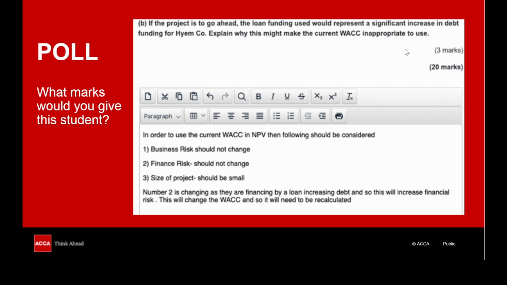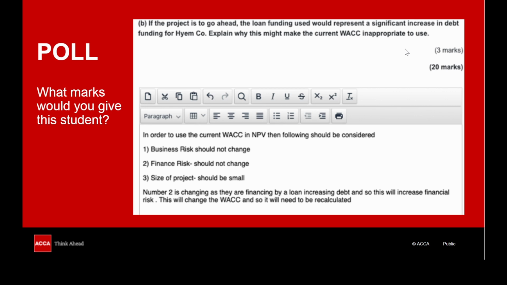And this is an example for me to show you. This is where a student will have potentially learnt an answer to a question and then decided to write that answer to this question without really focusing on what the question is asking. So this question is asking, if the project is to go ahead, the loan funding used would represent a significant increase in debt funding for High-M company. Explain why this might make the current WACC inappropriate to use. Now, previous questions have said, explain why WACC may not be appropriate to use in project appraisal.